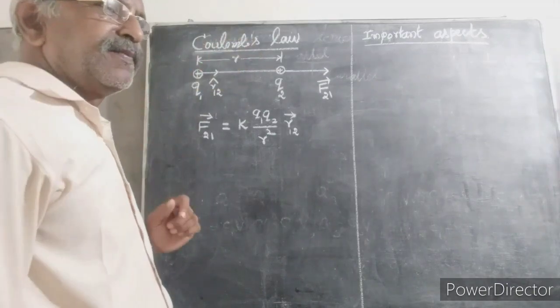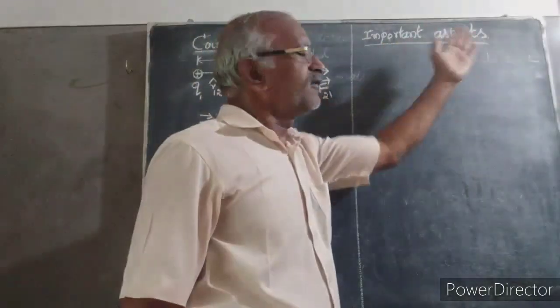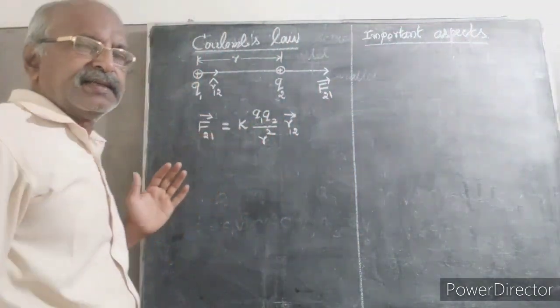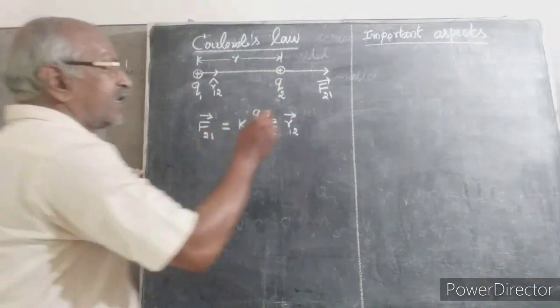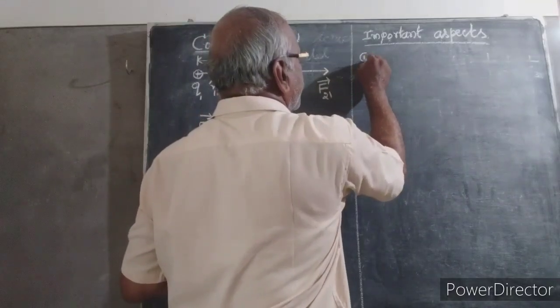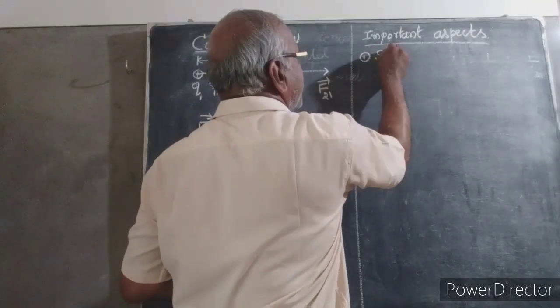Let us now see some important aspects of Coulomb's law. There are 8 aspects. Let us see one by one. The first one is the statement of Coulomb's law.